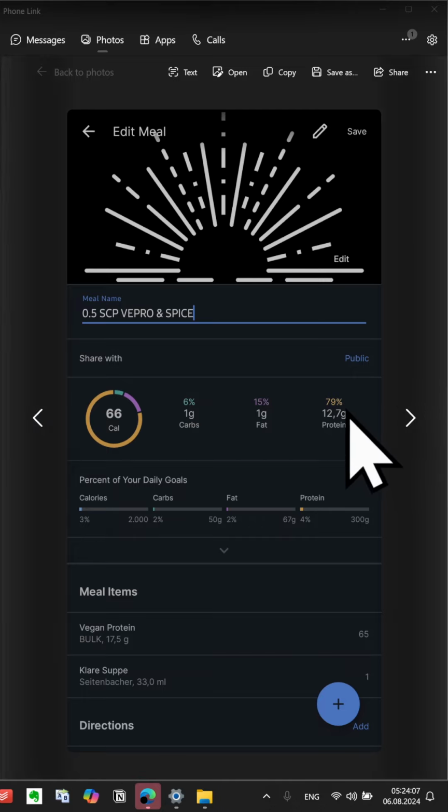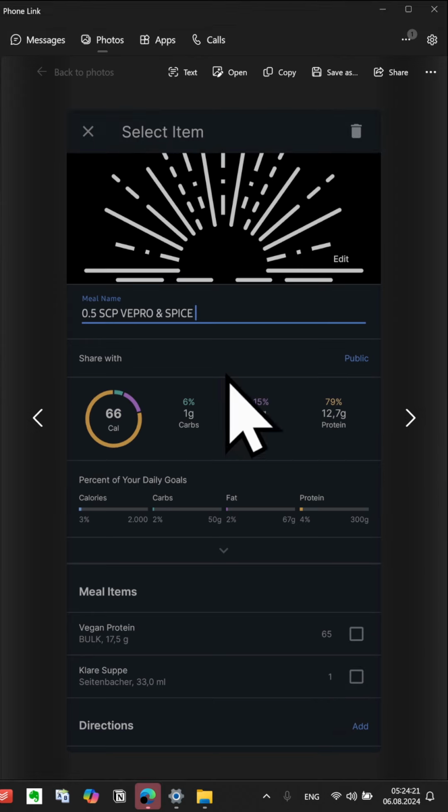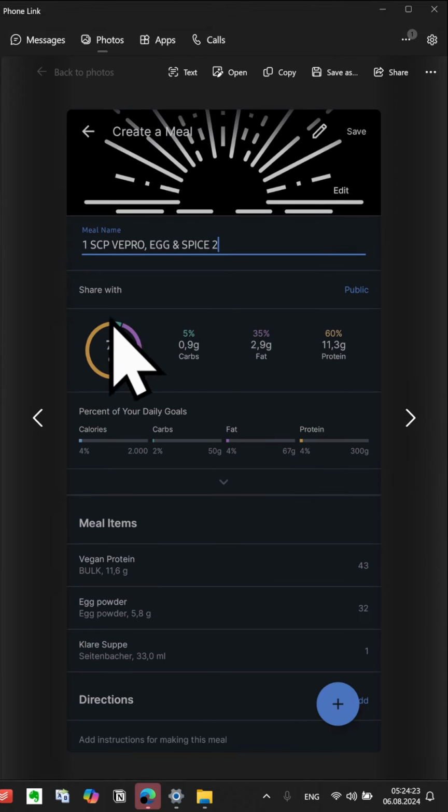How do I track milkshakes if I make milkshakes out of different scoops of milkshakes I have? So currently I'm operating on 2 different custom milkshakes. The first one is just vegan protein powder and spice, which is already a blend of different things in there. And the second one is vegan protein powder and spice as well as egg powder.